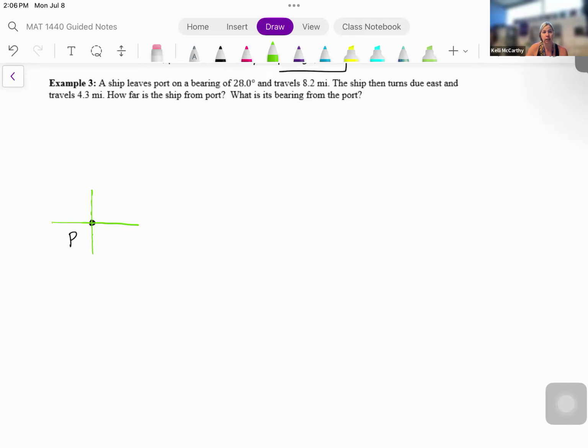The ship is leaving port on a bearing of 28 degrees. So if I start from that due north and then go 28 degrees, moving in a clockwise fashion, there's the trajectory of that ship where this angle is 28 degrees. And the ship travels on that bearing for 8.2 miles. So the length of that segment is 8.2. And then the ship turns due east. So that's moving directly horizontally to the right for 4.3 miles.